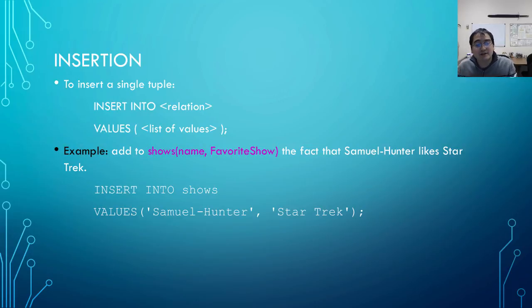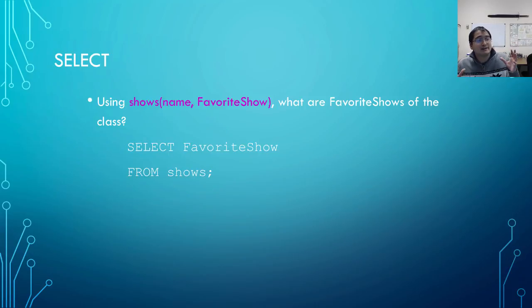So after this insertion, now our shows relation will have one record in there. Okay, so adding data into a database, not too complicated. The next query that we're going to once again elaborate a lot more on as we go on is select.